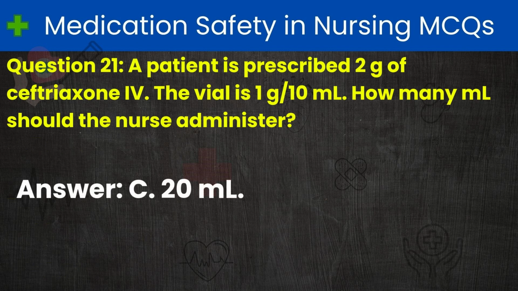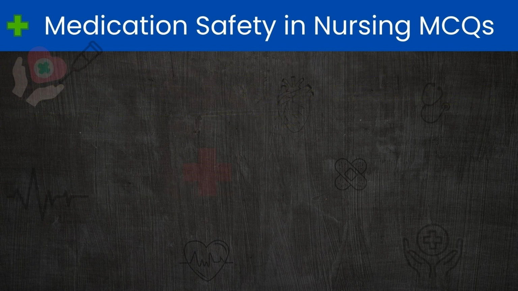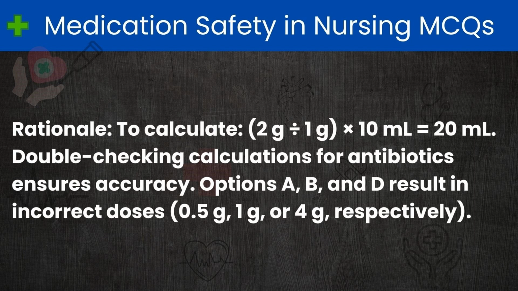Answer C. 20 milliliters. Rationale. To calculate the dose, divide 2 grams by 1 gram and multiply by 10 milliliters, which equals 20 milliliters. Double-checking calculations for antibiotics ensures accuracy. Options A, B, and D result in incorrect doses of 0.5 grams, 1 gram, or 4 grams, respectively.